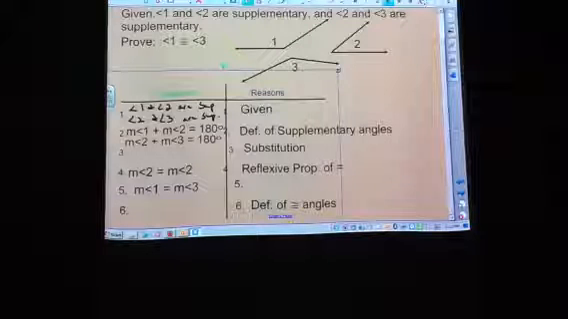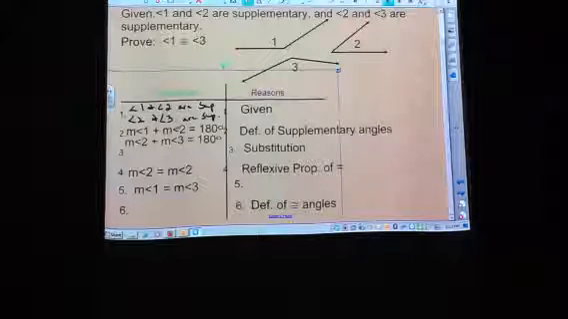So then they use the definition of supplementary to state that the measure of angle 1 plus the measure of angle 2 is equal to 180 degrees. And that the measure of angle 2 plus the measure of angle 3 is equal to 180 degrees. So that's the definition of supplementary angles. Now it looks like they're substituting in here for something. So what do we have that we could possibly substitute? Well, it looks like both of these are equal to 180.